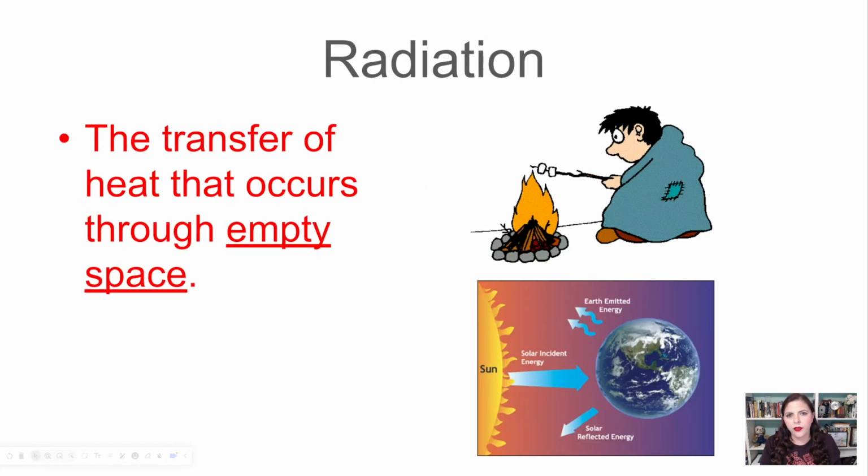So let's talk about the first way that heat can transfer, which is radiation. This is happening through empty space. Radiation means that heat is traveling through space. Like this guy right here is cooking his marshmallows, but he's not touching the flame. He's just using the heat that's radiating off of the fire to melt his marshmallows. So it's traveling through space.